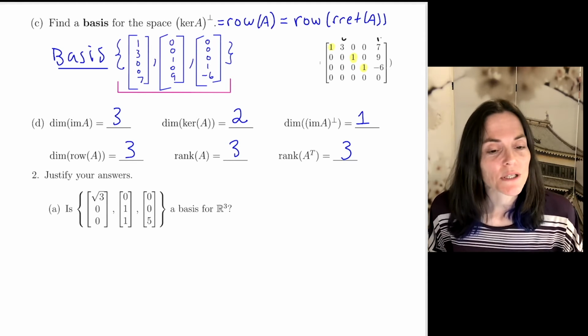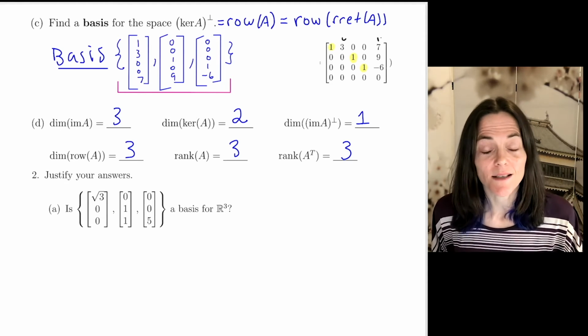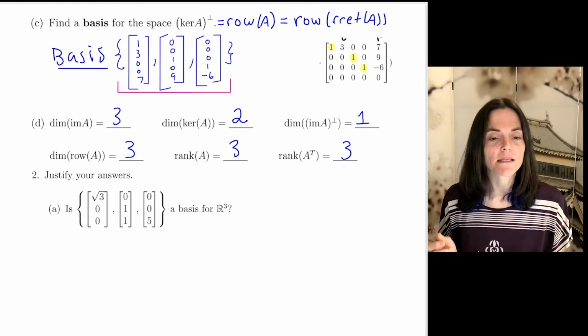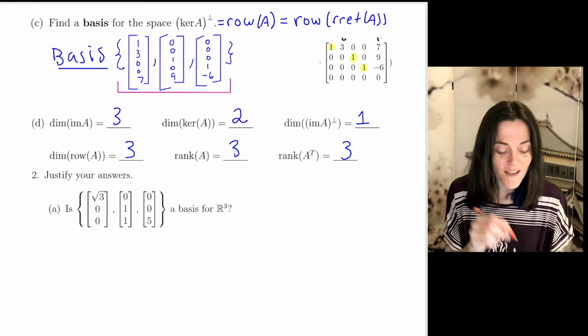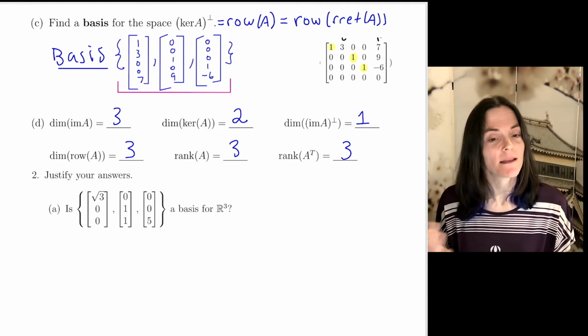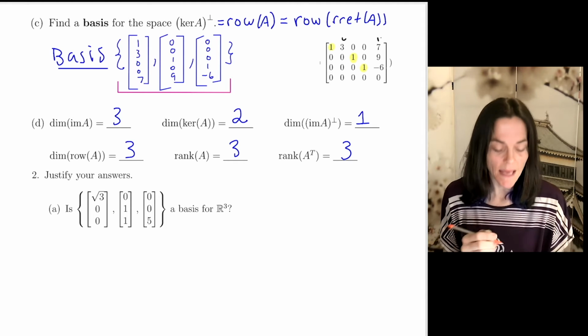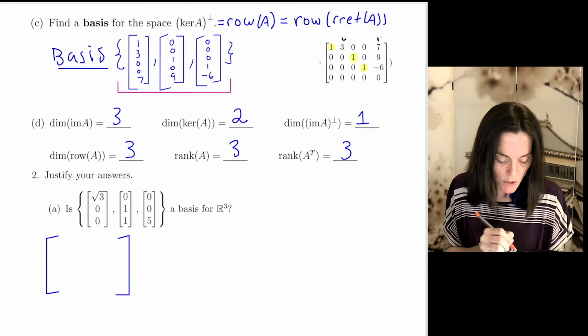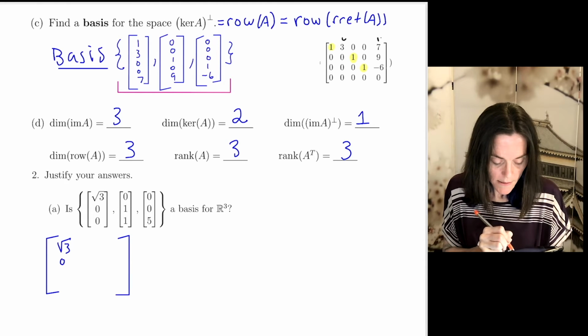We move on to number 2, justify our answers. Always, this is important. First one, is this collection a basis for R3? Well, let's figure out if this collection is linearly independent, and then if so, the answer will be yes. We can put these vectors as columns in a matrix. We have square root 3, 0, 0, 0, 1, 1, 0, 0, 5.